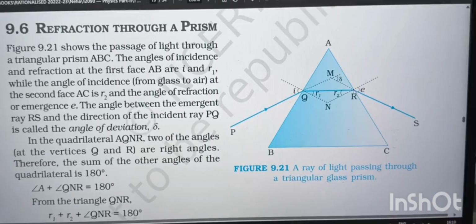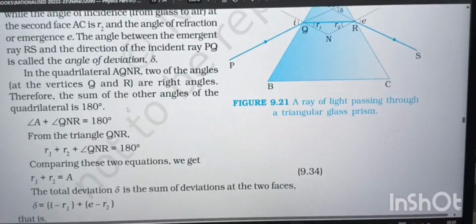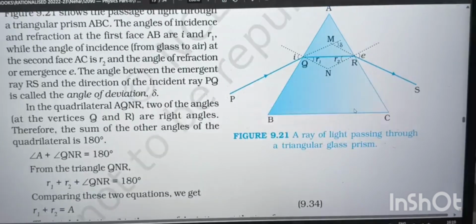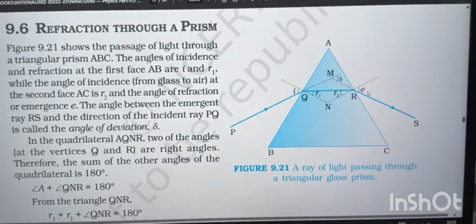And if you are just going to track these emergent and incident rays back, you will get something as delta. This is deviation. That is what mainly we are going to find out in this derivation, the angle of deviation. So if we see over here, this is a quadrilateral that they have given, AQNR.